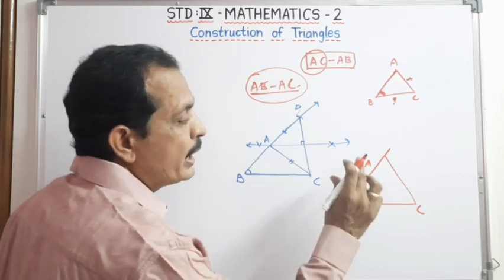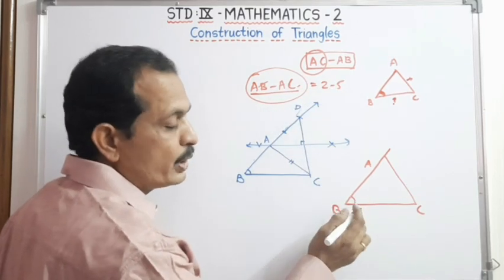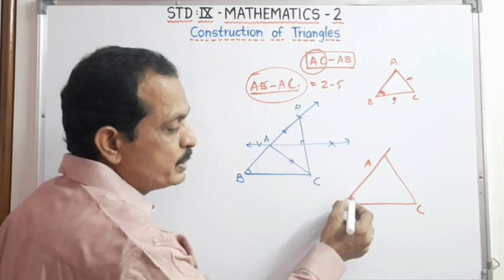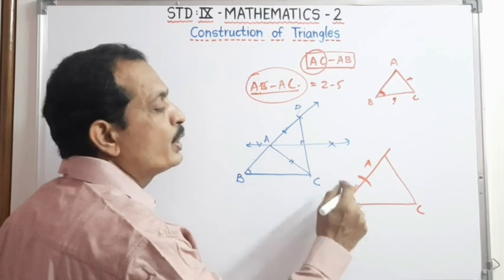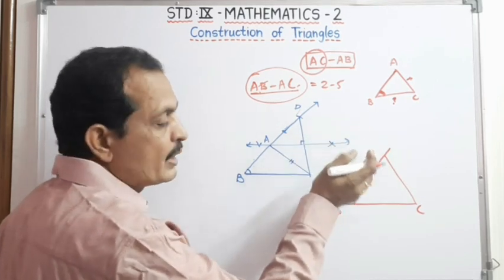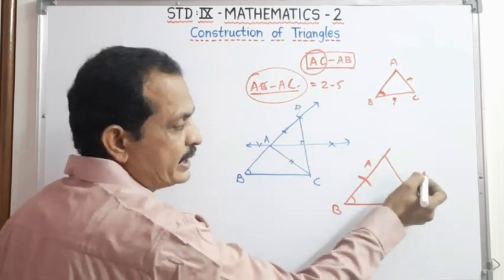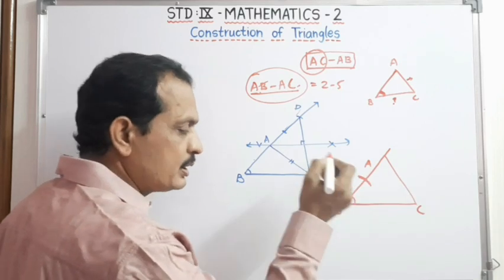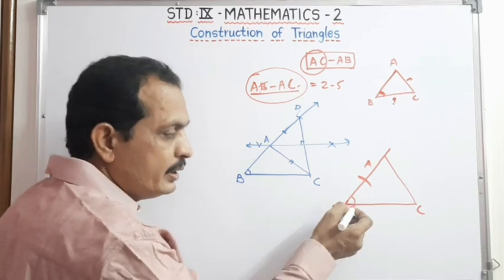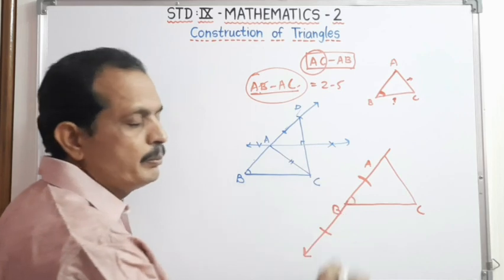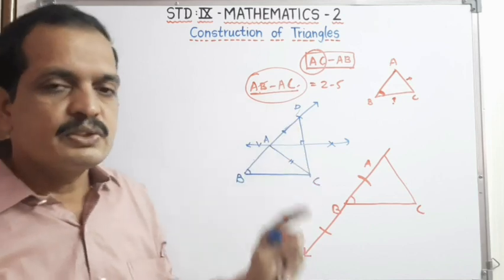At that time, suppose the difference AB minus AC is 2.5. This difference we have to take in a compass, and from this B we have to make one arc on this side. When AB minus AC is there, we have to make the arc on the upper side. And when the condition is AC minus AB, that means the opposite side is greater than the other side, at that time we have to produce this ray below the base, and here we have to take the difference and make the arc like this. This is the main difference. If you understand this, then it is very easy.